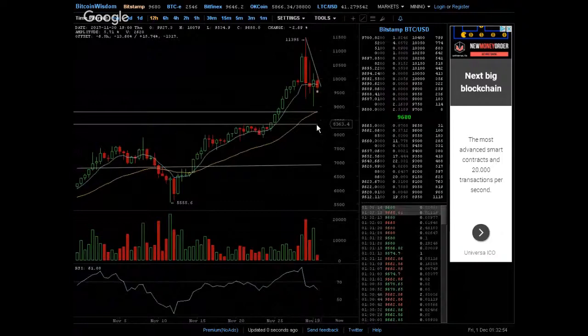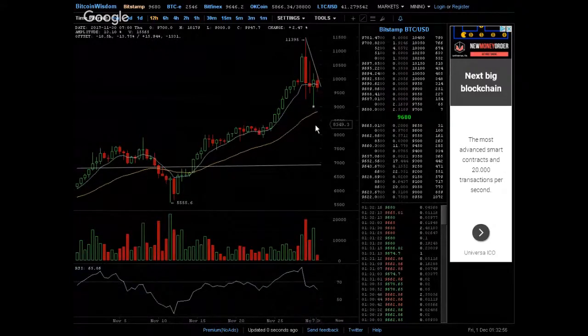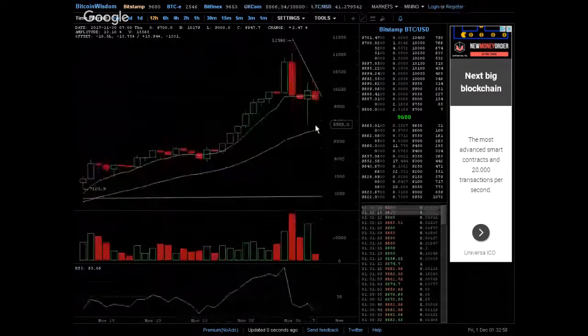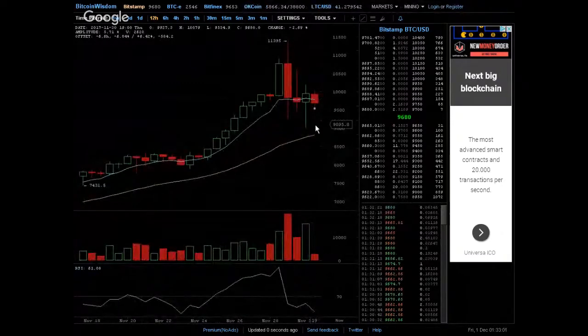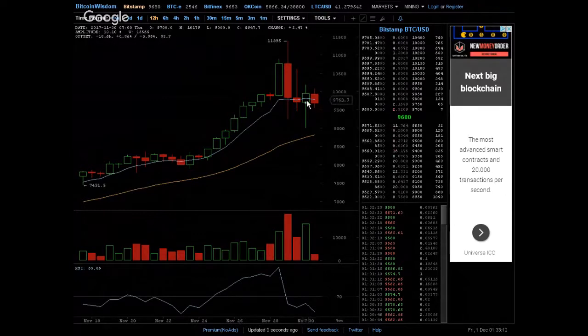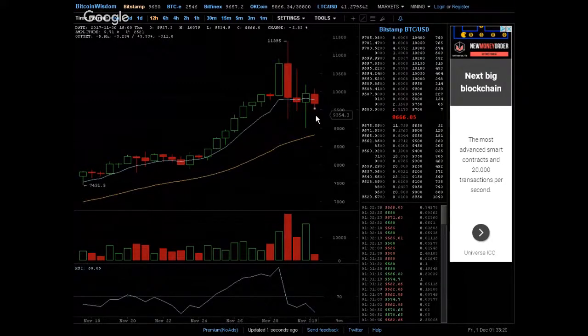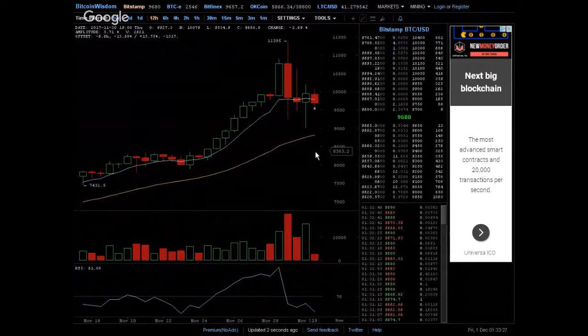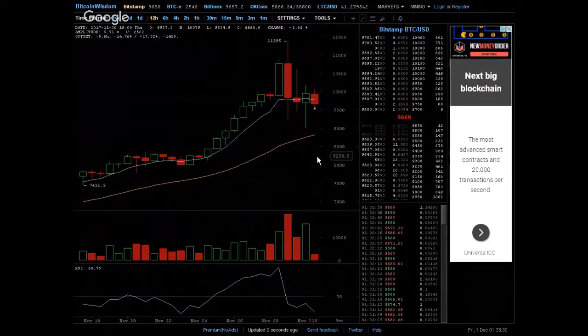So, let me remove some of these lines, and we'll move that line as well. We'll just take a look at the moving average, and the spot price is below the short-term moving average. If the spot price is below the short-term moving average, it looks like it is going to go down. There's a support here at 88, and then possibly at 8,300. So those are your two options right there.